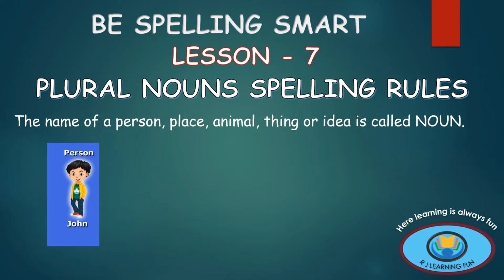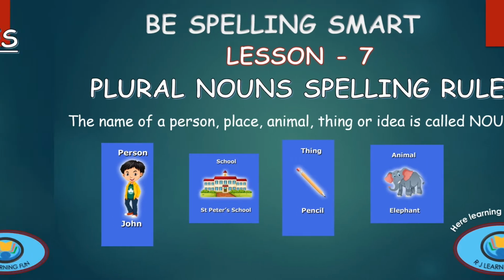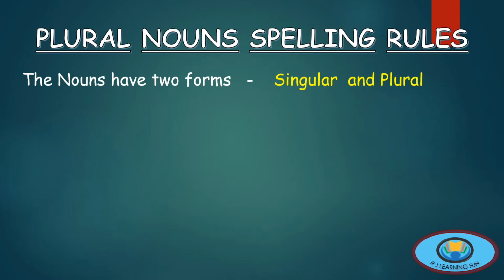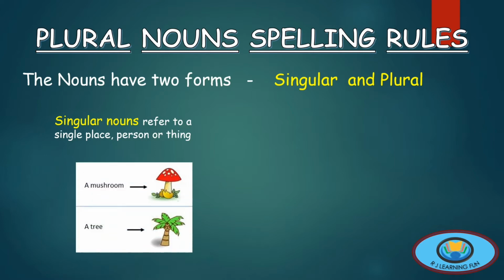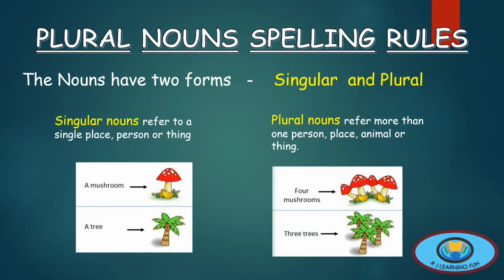For example, John, name of a person, St. Peter's School, name of a place, pencil, name of a thing, elephant, name of an animal. The nouns have two forms, singular and plural. Singular nouns refer to a single place, person or thing. For example, a mushroom, a tree, one thing. Plural nouns refer to more than one person, place, animal or thing. For example, four mushrooms, three trees, more than one.